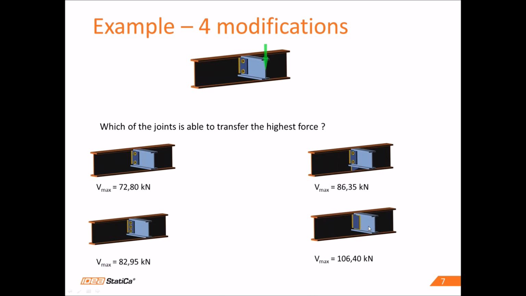You can see that the maximum shear force can be applied to the connection which is welded. Then follows the connection with stiffening plate, and after that the connection with 3 bolts and with only 2 bolts.